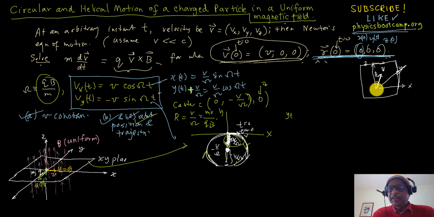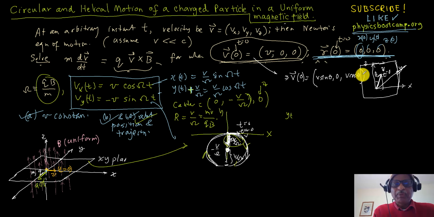So this v is in the xz plane. So it was at t equal to 0. So the v, instead of that, v of 0 is going to be v sine theta for the x, nothing for the y, and v cosine theta for the z, right?